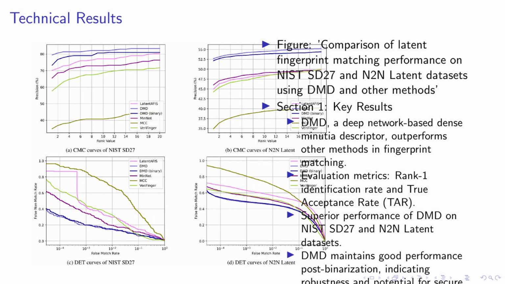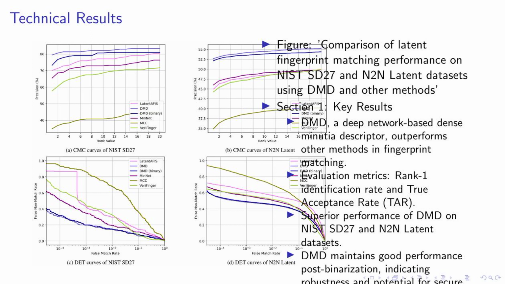This superiority is reflected in two crucial evaluation metrics: the rank 1 identification rate and the true acceptance rate, or TAR. What's more, DMD maintains its high performance even after a binarization process. This robustness not only speaks to the strength of DMD but also opens up possibilities for secure template encryption. So, in essence, our DMD is not just effective, but also versatile and secure.